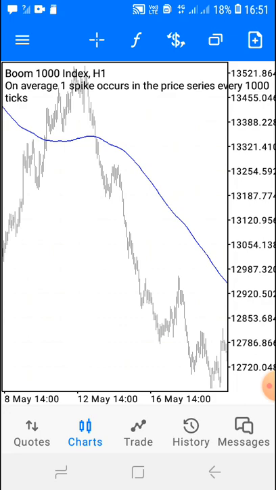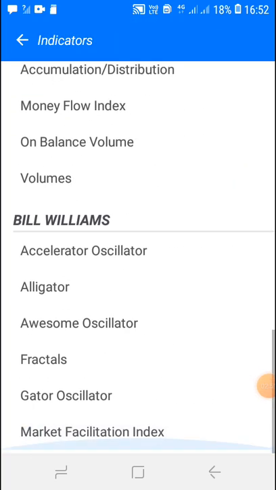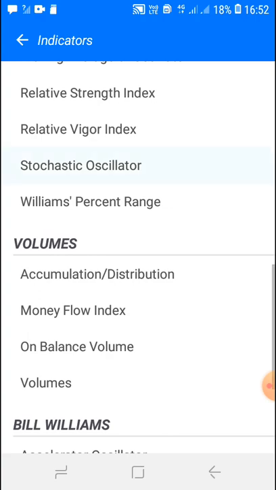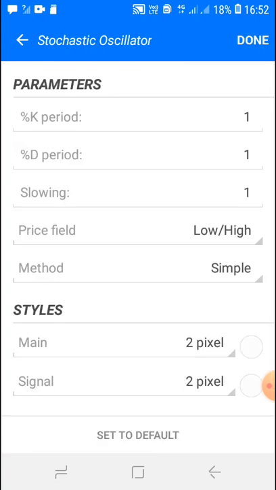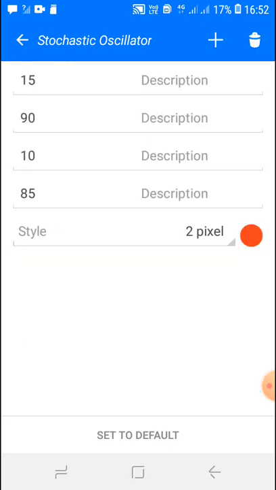So when you go to the 1 minute time frame, you are going to add two more indicators. The first indicator that you're going to add to your chart is your stochastic oscillator. Now make sure that your parameters are like this. The K period should be 1, D period 1, slowing 1, price low/high, method simple. Main 2 pixel white, signal 2 pixel white, levels 15, 90, 10 and 85.